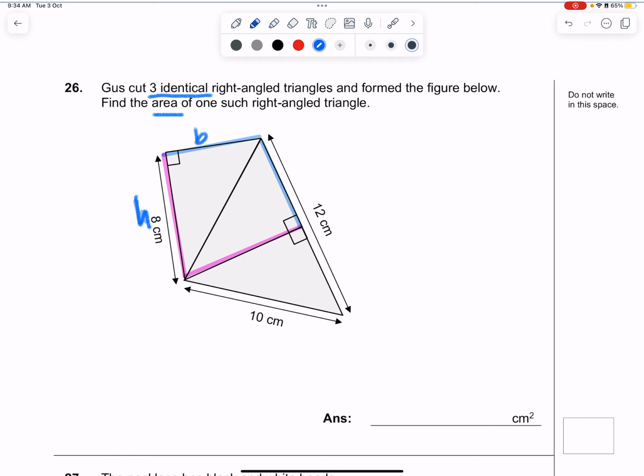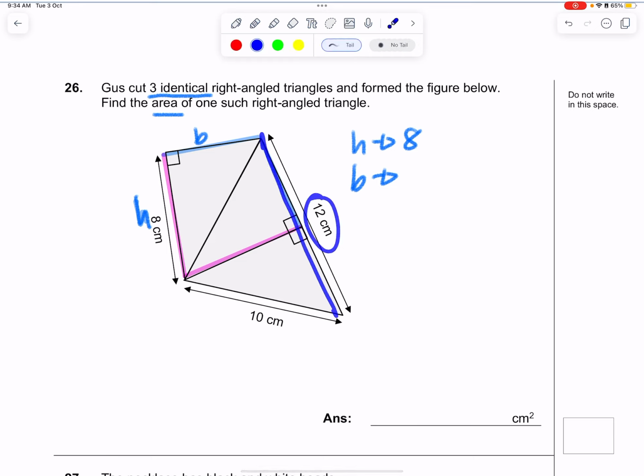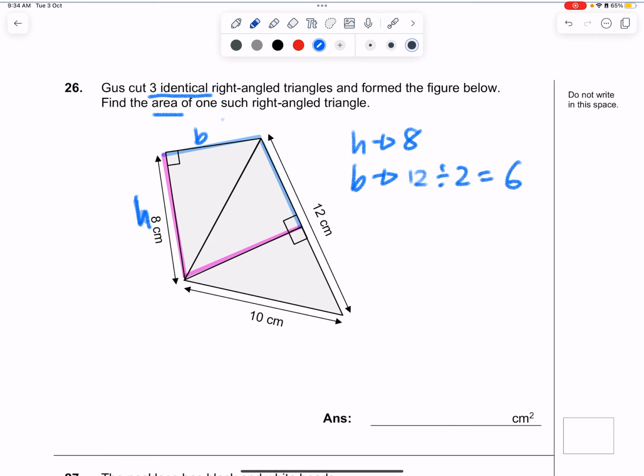Now I know what my height is. My height is 8. What about my base? To find my base, I know that this side over here is 12, and these two sides are equal. So to find my base, I will take 12 divided by 2, therefore it is 6. And my base will be 6.